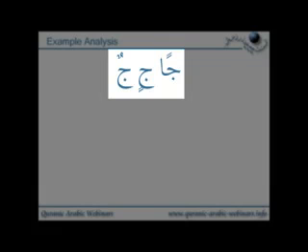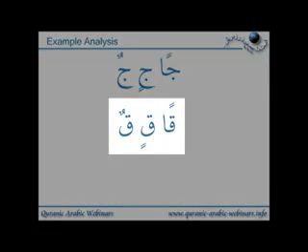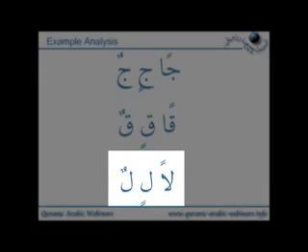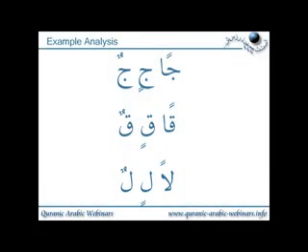Example analysis, so just a few words before you go into the main practices. Here we have jan, jin and jun, with one of the tafkhim letters. So with qaf it will be qan, qin, qun, and with lam we have lan, lin and lun. So that was just to give you an idea how the tanween sounds operate across the alphabet.